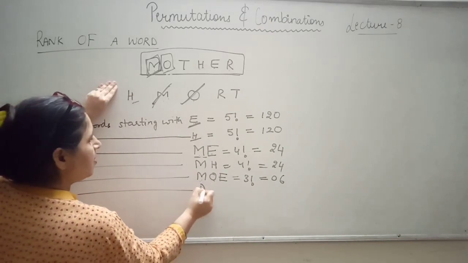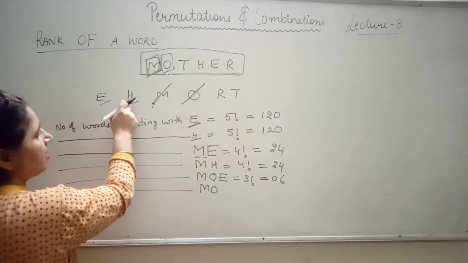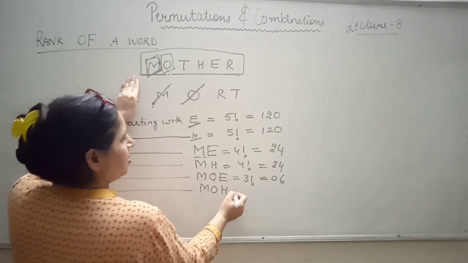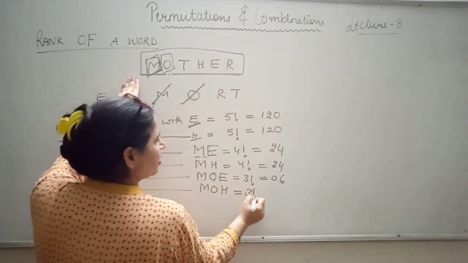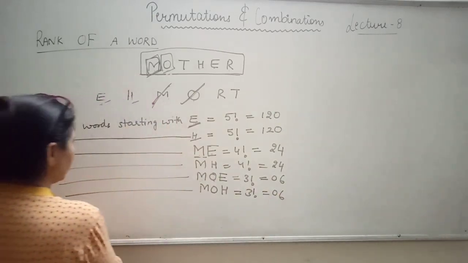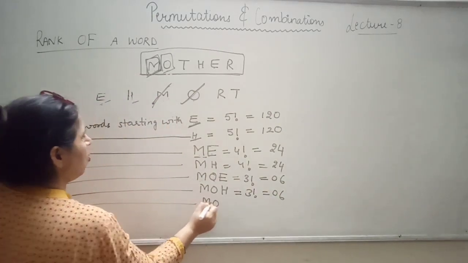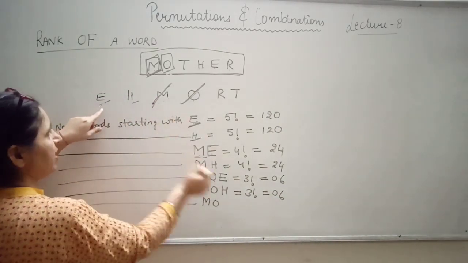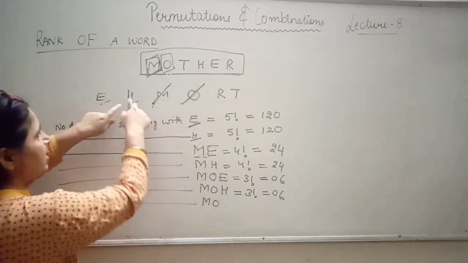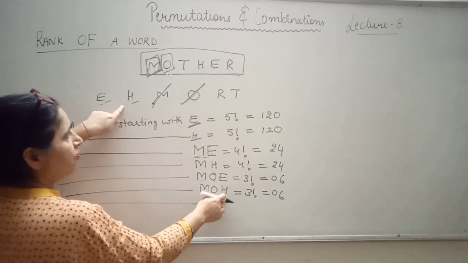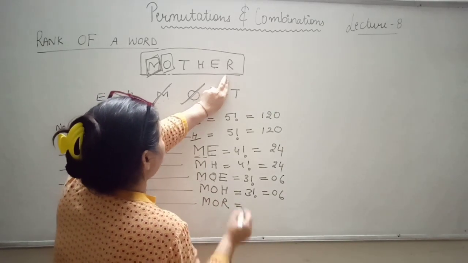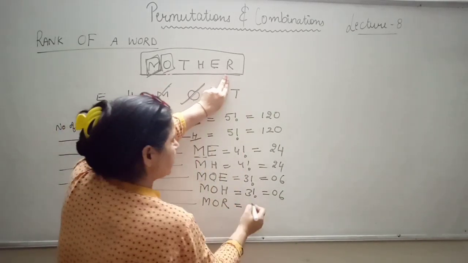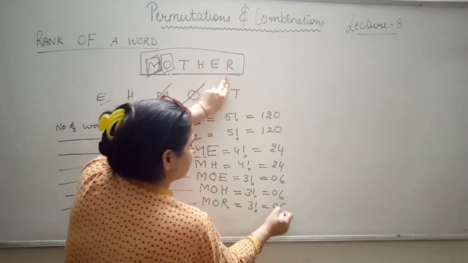Now after M O E, now H. Hide H. Again 1, 2, 3. 3 factorial, that is 6. Now again M O. M O are now fixed. Now E we have taken. H I have already taken. Now which one? R. M O R. So hide R. 1, 2 and 3 letters are left. So this is 3 factorial, that is 6.